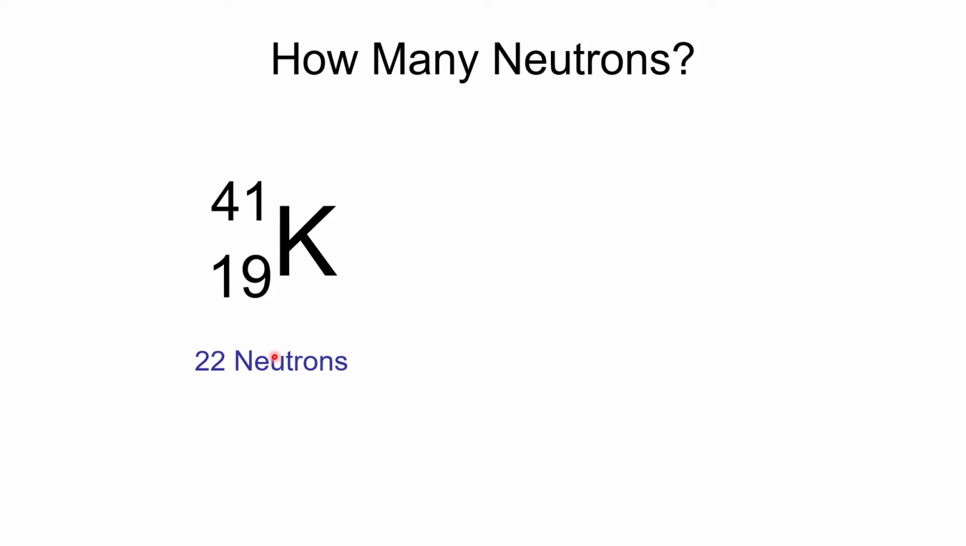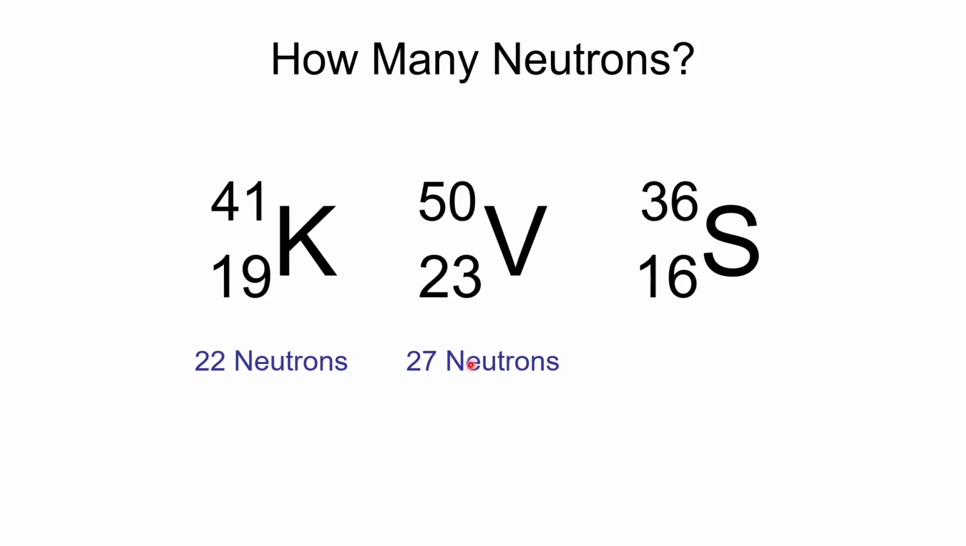And if you have any doubt, just get your calculator out. But really, okay, so 22. And then here for vanadium 50, if we do 50 minus 23, that gives us 27 neutrons. And then finally here, we've got sulfur 36. 36 minus 16 gives us 20 neutrons.